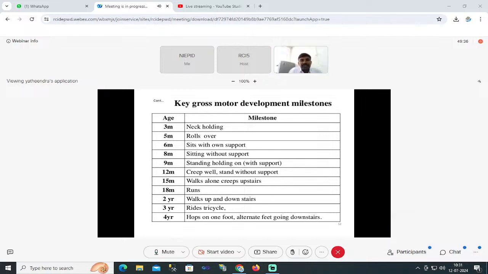So when you see the age-wise milestones, 3 months, 5 months, 6 months, 8 months, like that. The first one we see is the first basic milestone, neck holding. So we need to see the neck holding, whether the baby has attained the neck holding or not. This is the primary thing.